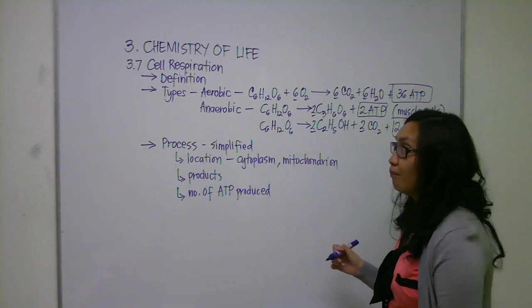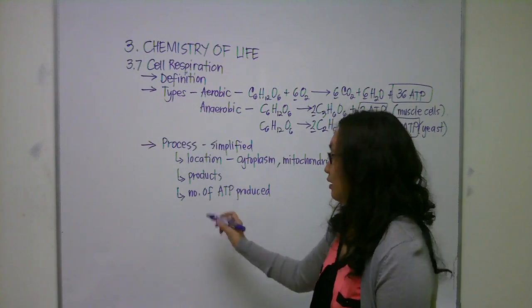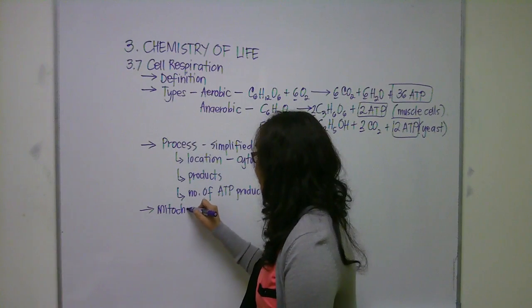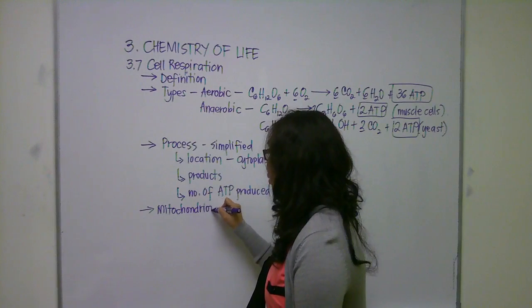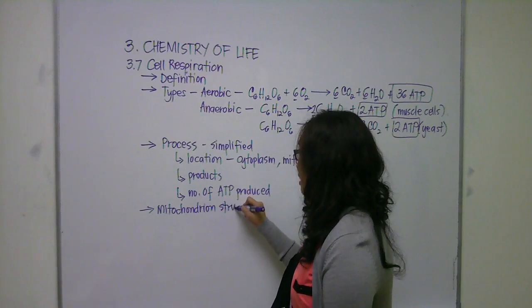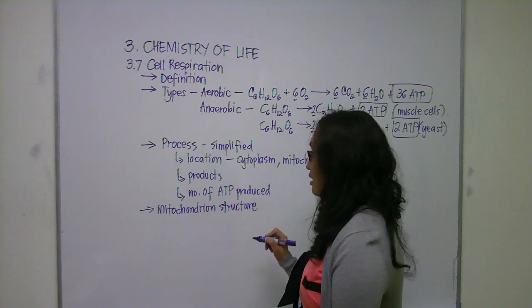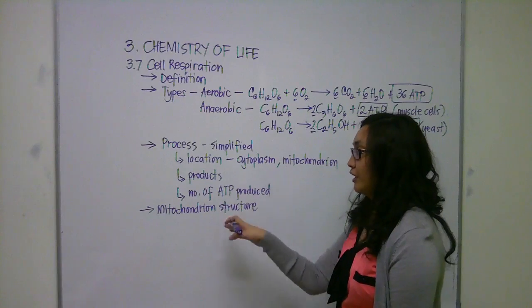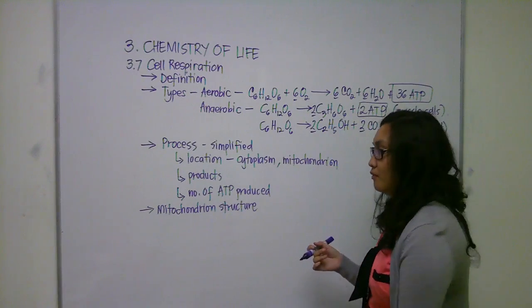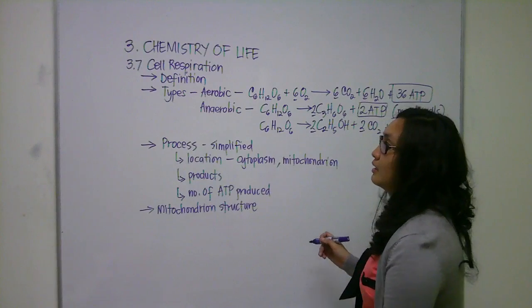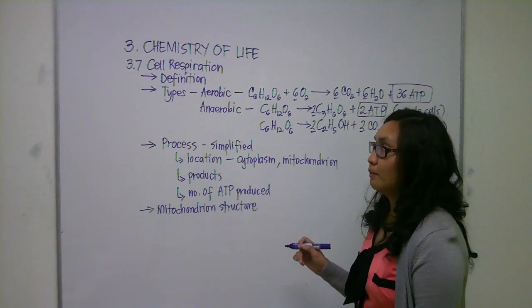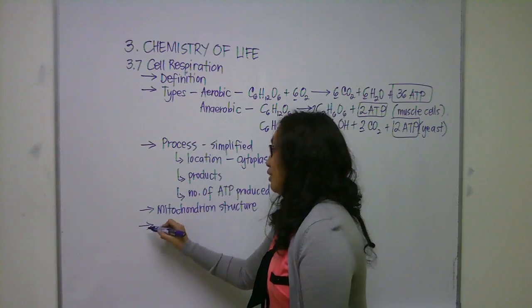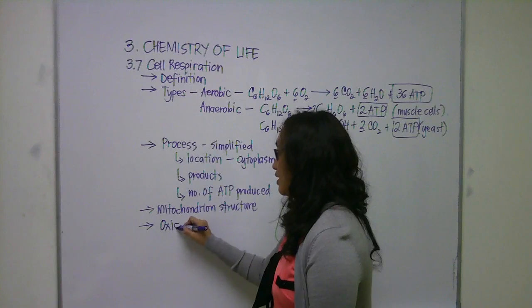It is also important to know the structure of the mitochondrion. Since the mitochondrion is the organelle where cell respiration occurs, learning a simplified mitochondrion structure will be helpful as well. So lastly, the thing that needs to be learned by both SL and HL students is the process of oxidation and reduction.